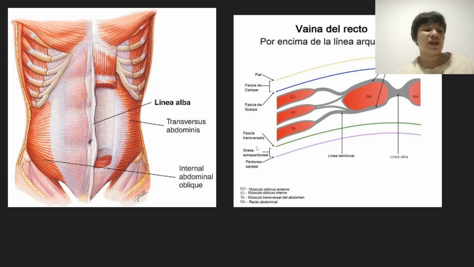These muscular layers are organized through aponeuroses, forming structures like the rectus sheath, the semilunar line, and the linea alba, a tendinous line that runs from the sternum to the pubis.